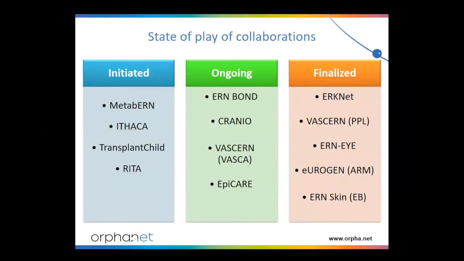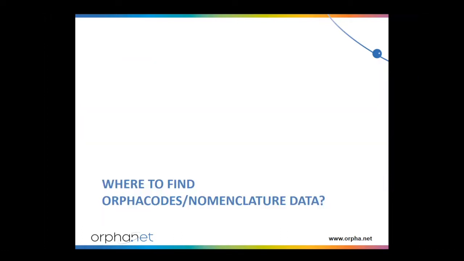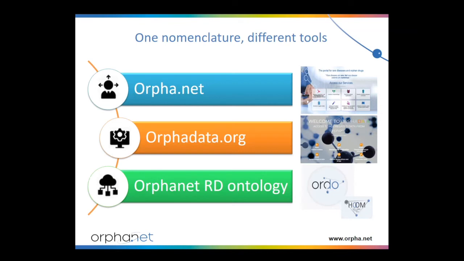Here's a state of play of the current collaborations and the ones that are already finalized or under finalization. And now I'm going to show you where you can find nomenclature information and more specifically the ORPHAcodes. All the information that is present in the Orphanet knowledge base is freely accessible through 3 main tools: the Orphanet website, the ORPHAdata platform, and the Orphanet rare disease ontology.